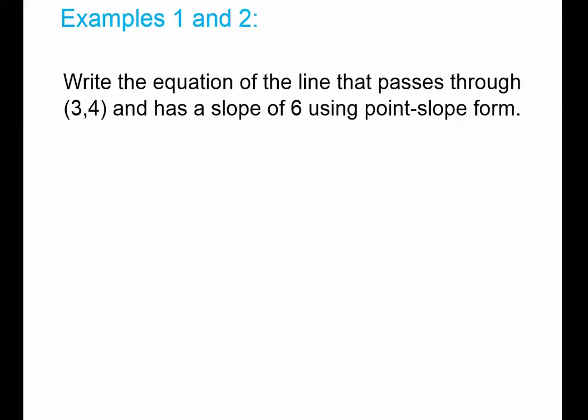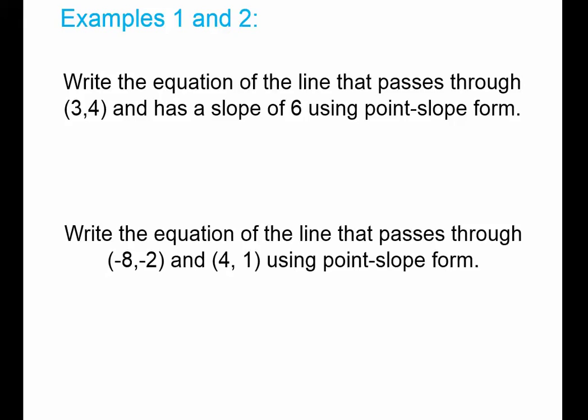Write the equation of the line that passes through (3, 4) and has a slope of 6 using point slope form. You'll see we'll have a second example right after this, but let's look at the first one. We know that our point is (3, 4). To begin, I might just start by labeling this. My 3 is my x-coordinate, so that's x sub 1. My 4 is my y-coordinate, so that's y sub 1. And my slope is positive 6, so that's my m.